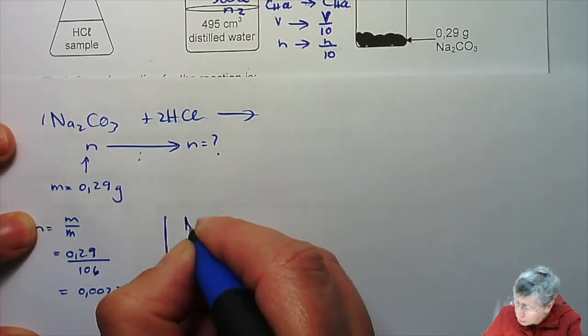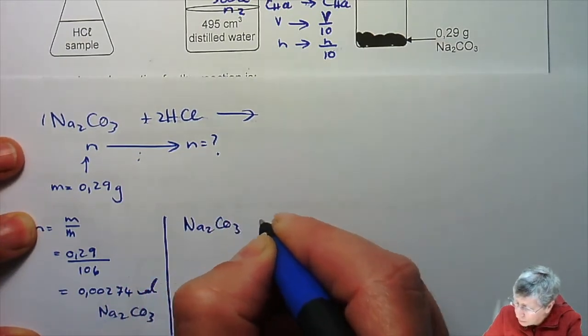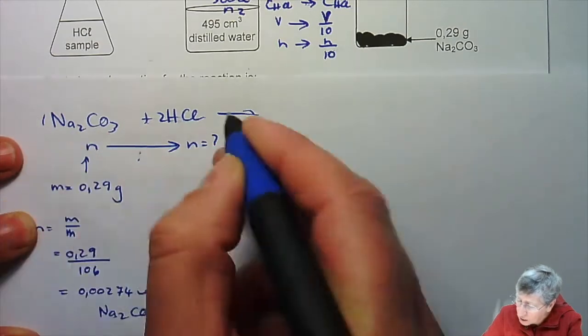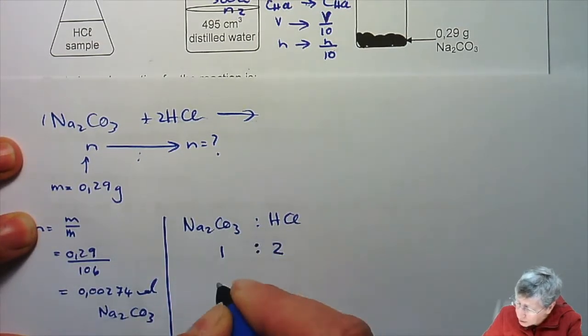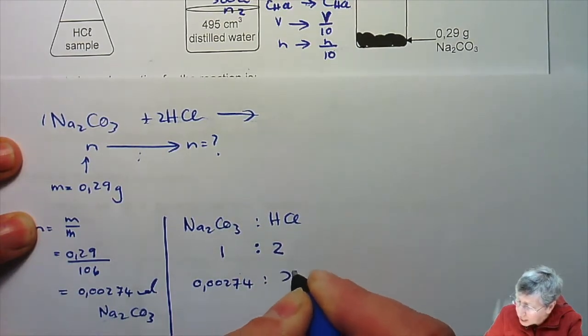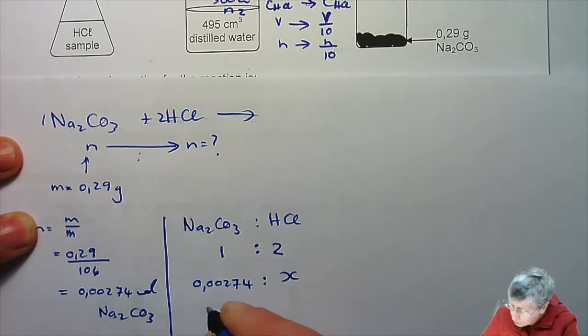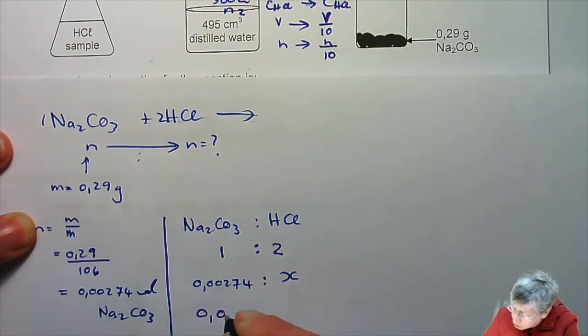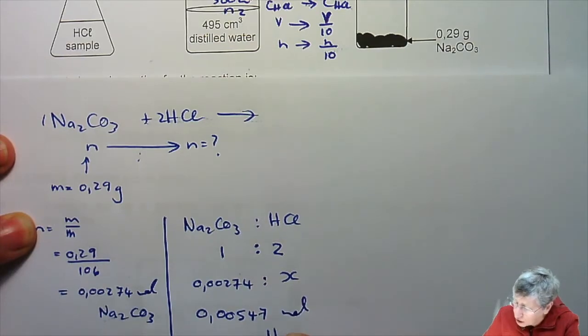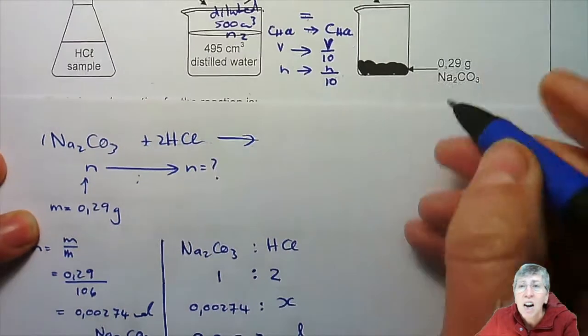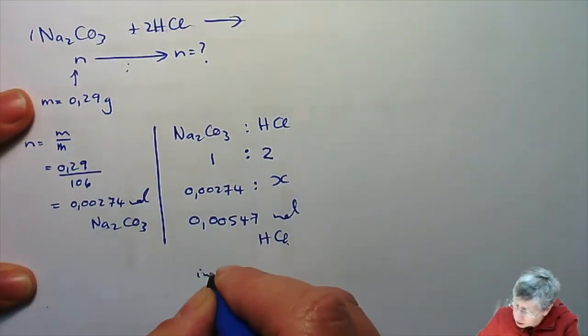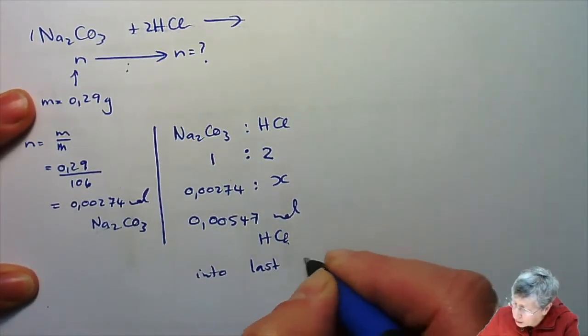So we're going from sodium carbonate to HCl, and this equation tells me 1 mole of this will always react with 2 moles of that. So if I have 0,00274 of this reacting, how much of that will it need? It will need double that, and double that is 0,0547 moles of HCl. Now, what's important? That is what I put into the last beaker, right, into the last beaker.